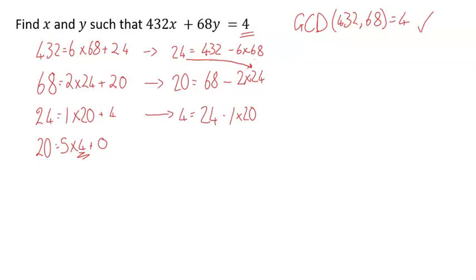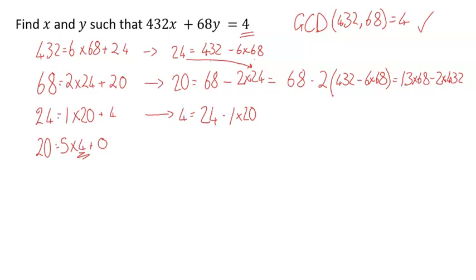I know 24 written in the format involving the 432 and the 68. So this line here can become 68 take away 2 times the 432 take away 6 times 68. What I'll do here is multiply out the brackets and simplify and gather everything together. If I were to do that, I'm getting 13 times 68 take away 2 times 432. So that there I know gives me 20, just from back substitution.